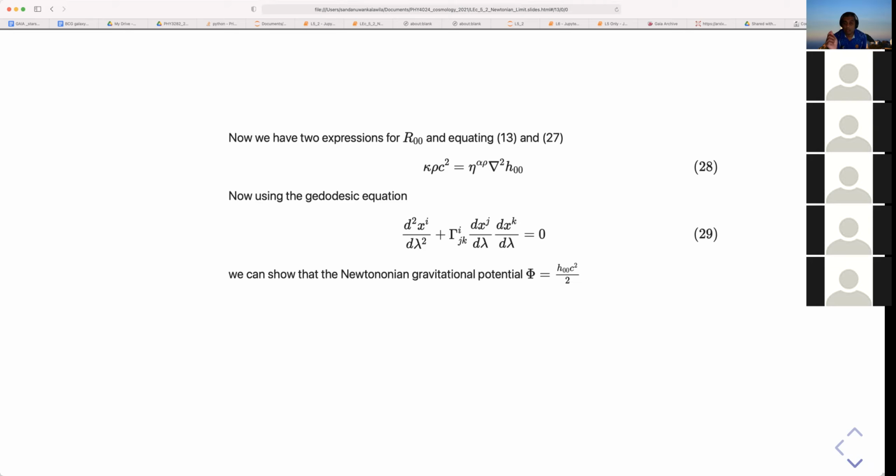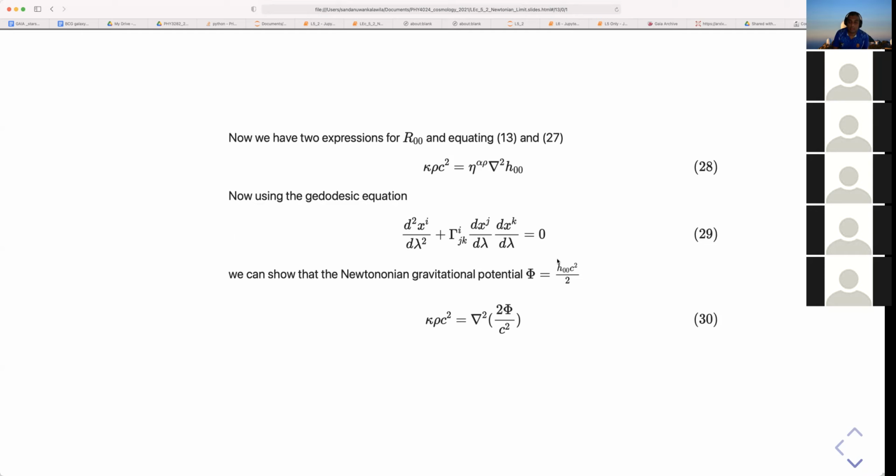I mean, it shouldn't be that much hard to understand. And once you get that equation, phi equals h00 c squared over 2, then you can take h00 as 2 phi over c squared from this equation and plug that here. So that what you have is kappa rho c squared equals grad squared of 2 phi over c squared.